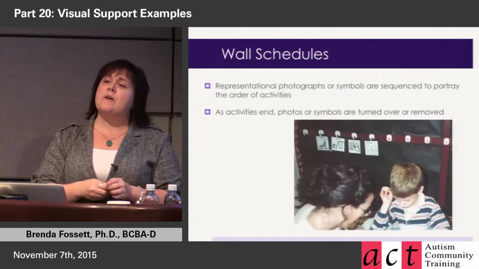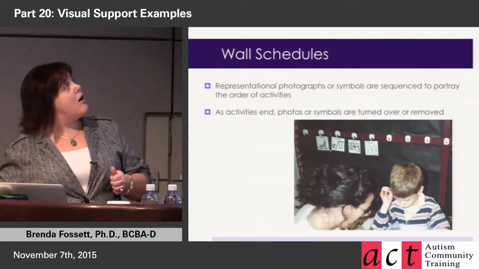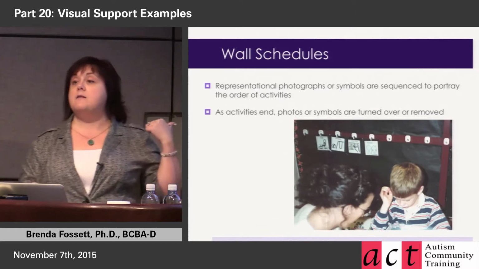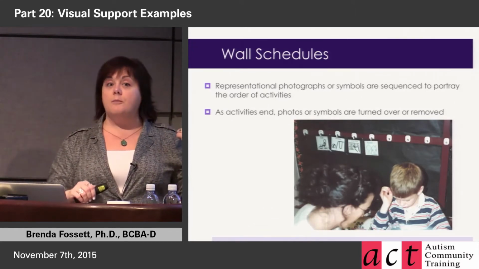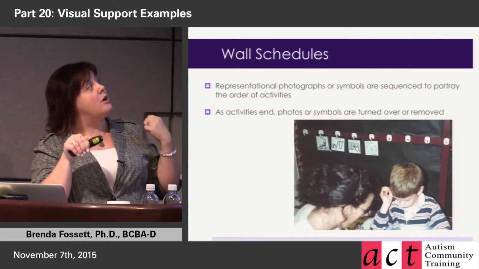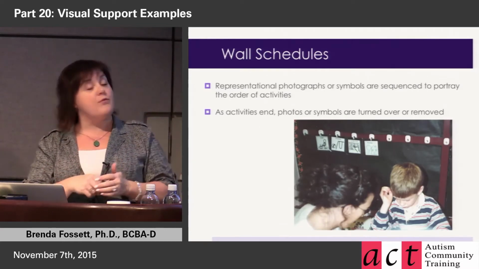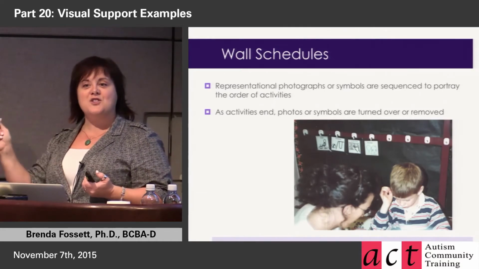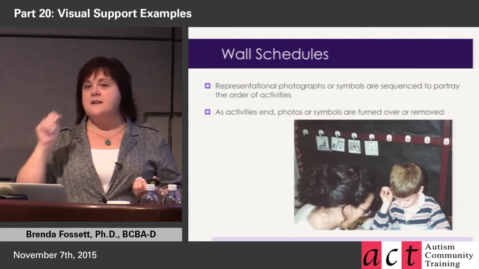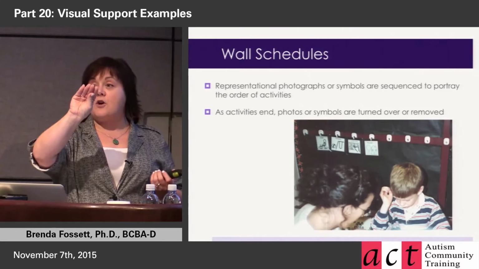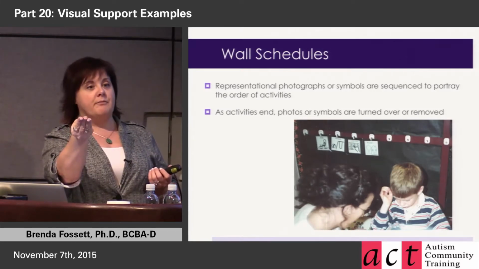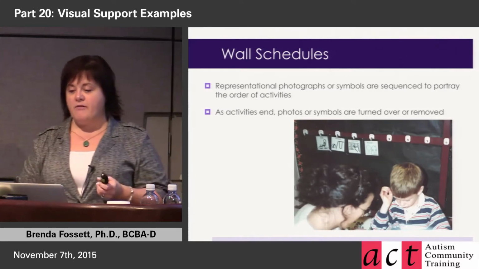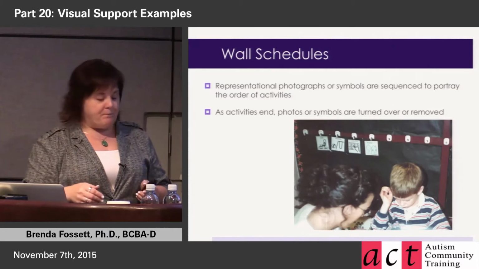For individuals who are using either photographs or large picture communication symbols, we might arrange their schedule on the wall. Right, so this is an example of a schedule where all of the pictures are sequenced on the wall. They're on little dollar store stick-up hooks. And every time an activity ends, you take the symbol or the photograph and you flip it over. And you flip it over. You flip it over. Okay? So you can do that.